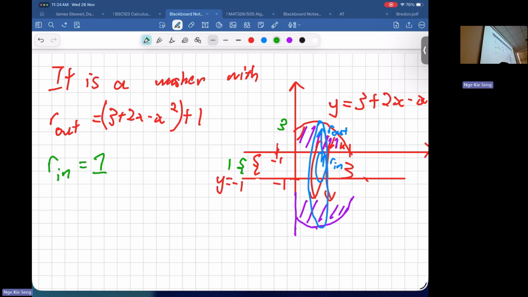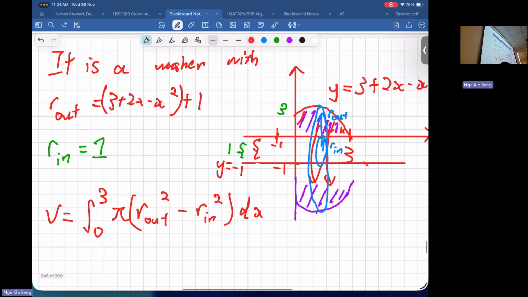You might think that the difference of the radius is still the function y, but in this calculation you need to be careful. Because in the calculation of the washer method, you are taking pi r out squared only, then you take away r in squared. So it's not linear. You cannot just straight away take the difference and then square it. Does it make sense what I say?